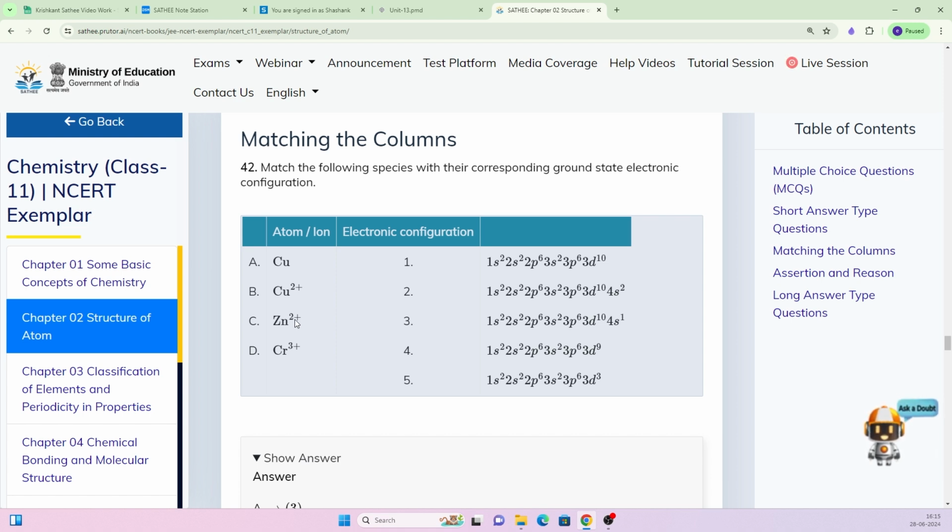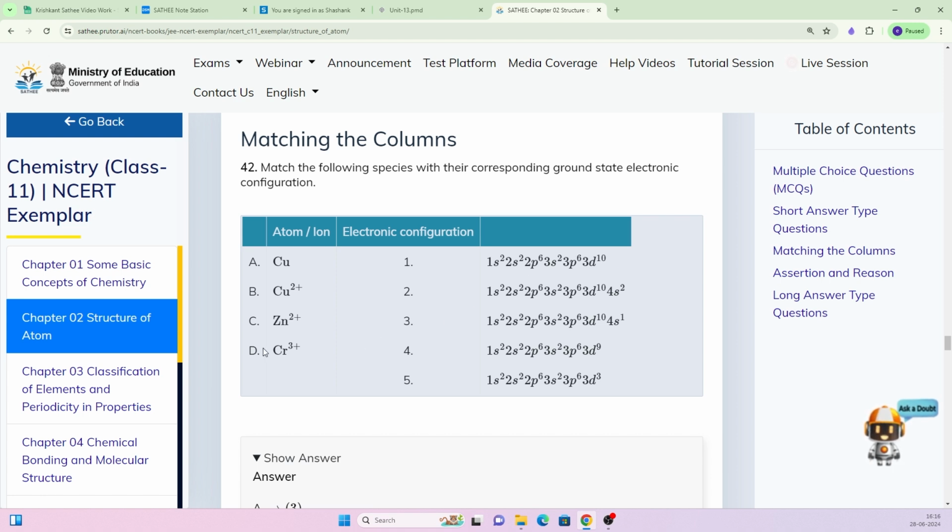Zinc has atomic number 30, so 28 electrons should be there. Just count this one: 2, 4, 10, 18, 18 and 10. It would result in 28 and 30, so this is not the one. This is the one: 6, 4, 10, 10, 10, 20 and 20 and 8, 28. With 30 we have subtracted 2 electrons, so 28 should be there.